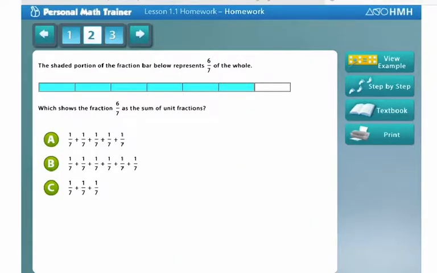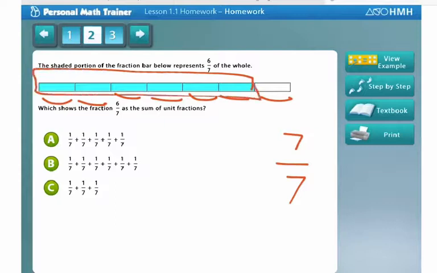The shaded portion of the fraction bar below represents 6/7 of the whole. Very important to count out, make sure you're counting and identifying how many parts there are total. So you have 1, 2, 3, 4, 5, 6, and 7 total, so 7/7 would be the whole. 6 parts of them would be 6 out of 7 here, 6/7.